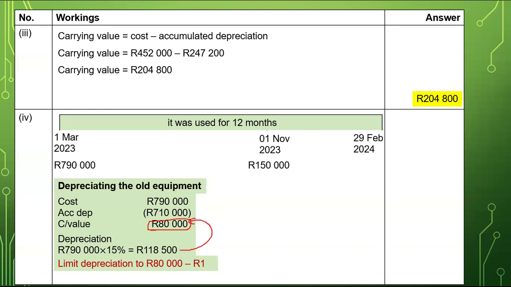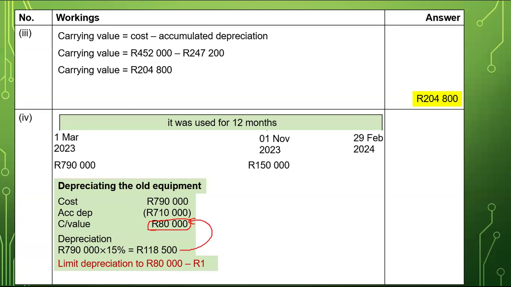Then I'm going to move to the new equipment, which was purchased on the 1st of November 2023. This equipment was never there. We've just had it. So it doesn't have accumulated depreciation since we've just bought it. Meaning that we had this equipment from the day we bought it until the end of the year. It wasn't there at the beginning of the year.